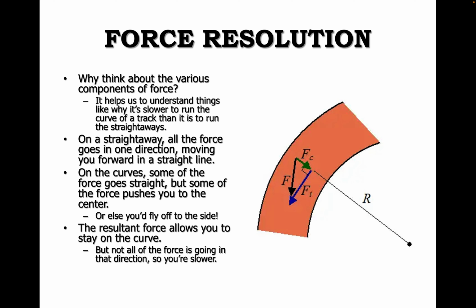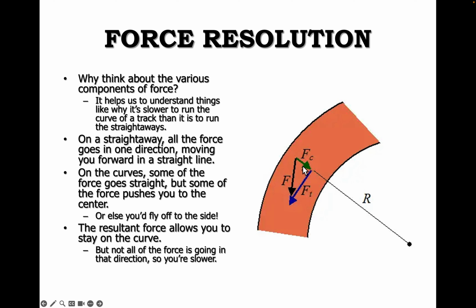And here's why. On a straightaway, all the forces are going in one particular direction, moving you forward in a straight line. Versus on the curves, some of the force goes straight, but some of the force pushes you to the center. So here's an example. I'm a runner going around this curve, and I want to go in this black arrow direction, this force vector.